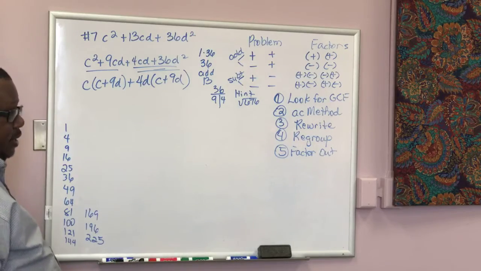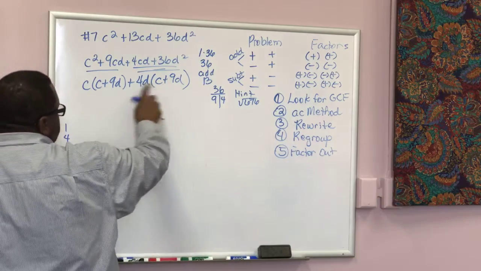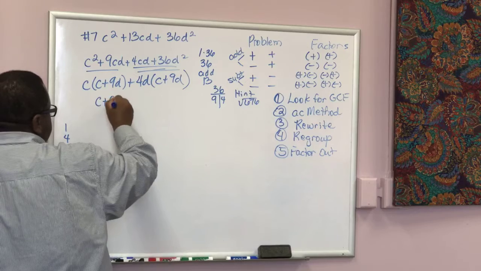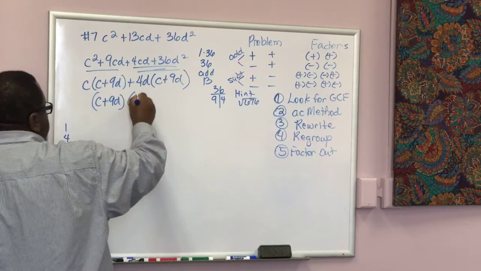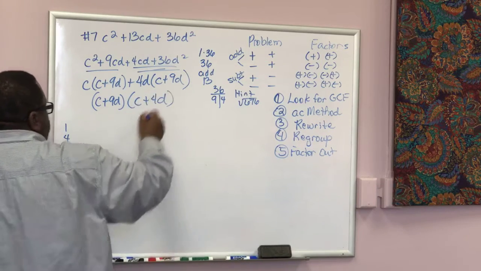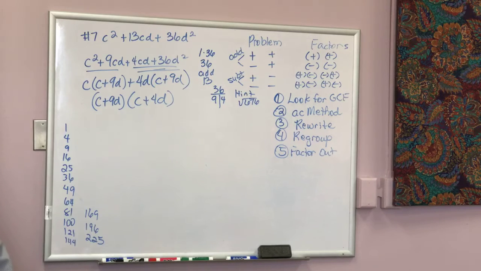Okay? And since these 2 are the same, you write it down first. And what's left over is the other part of your answer. And that's your factored answer: C plus 9D times C plus 4D.